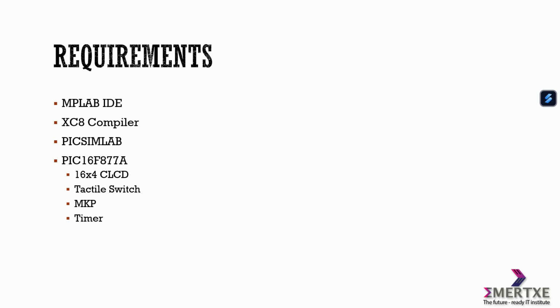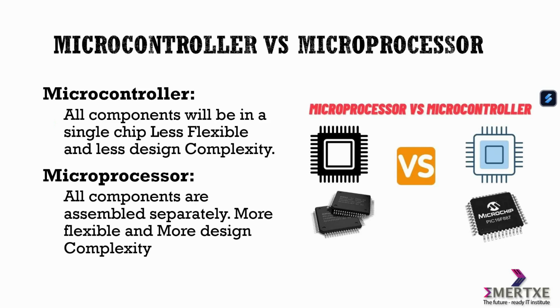And now my friend Saibrat will continue with the microprocessor and microcontroller. As Deepak said, I will be explaining microcontrollers and microprocessors. A microcontroller is a chip which is less flexible and has less design complexity, whereas a microprocessor is more flexible and has more design complexity.